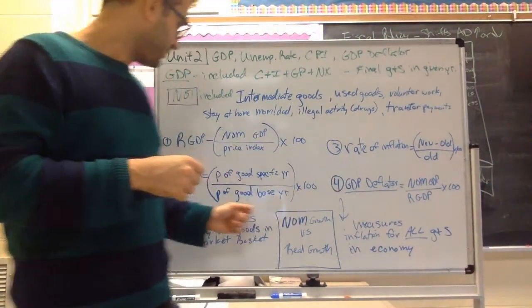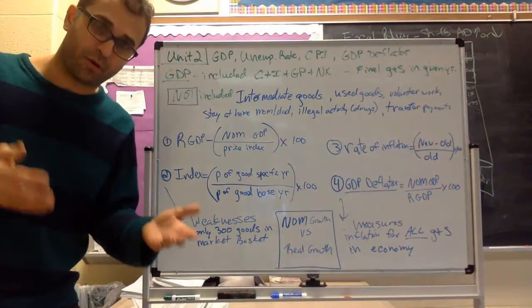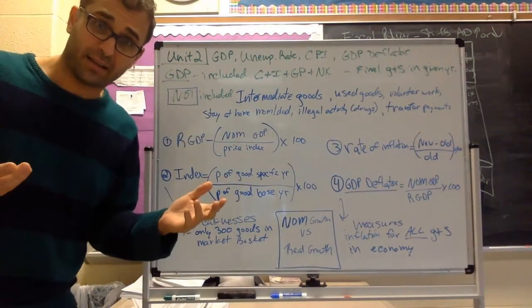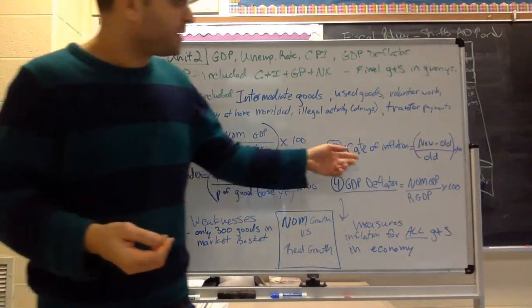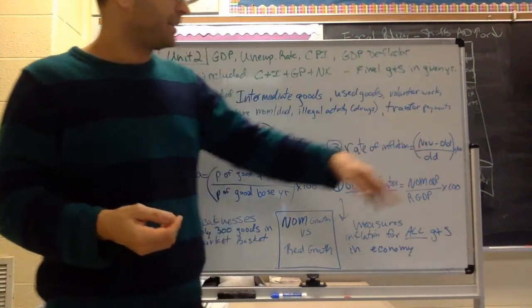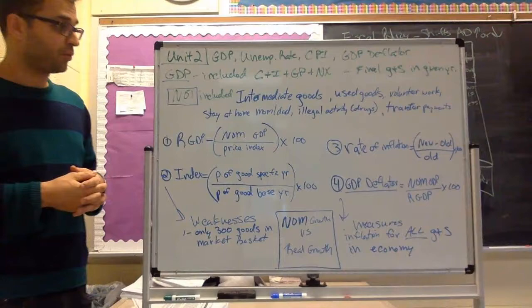After you get that, whatever the price index tells you, then you can figure out the rate of inflation. And this formula is the same for anytime you're trying to find a percentage change between any of these indices. So rate of inflation is the new minus the old divided by the old times 100. Okay, simple percentage change formula.